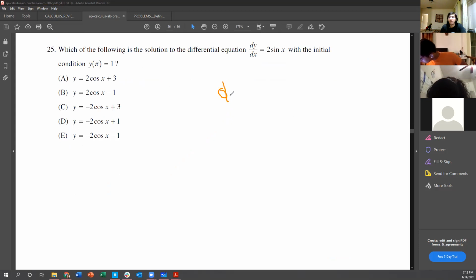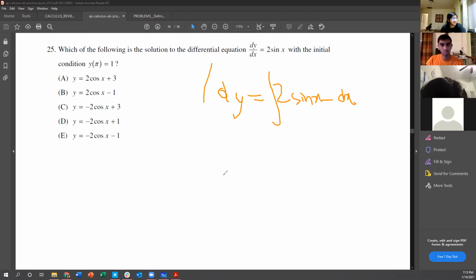Which of the following is a solution to this differential equation? This is an easy one. On the AP exam, there's no homogeneous, there's no first order equations. The only type of differential equation you need to know for AP is separation of variables. So dy equals 2 sine x dx. Take the integral of both sides. You get y equals minus 2 cos x plus c.